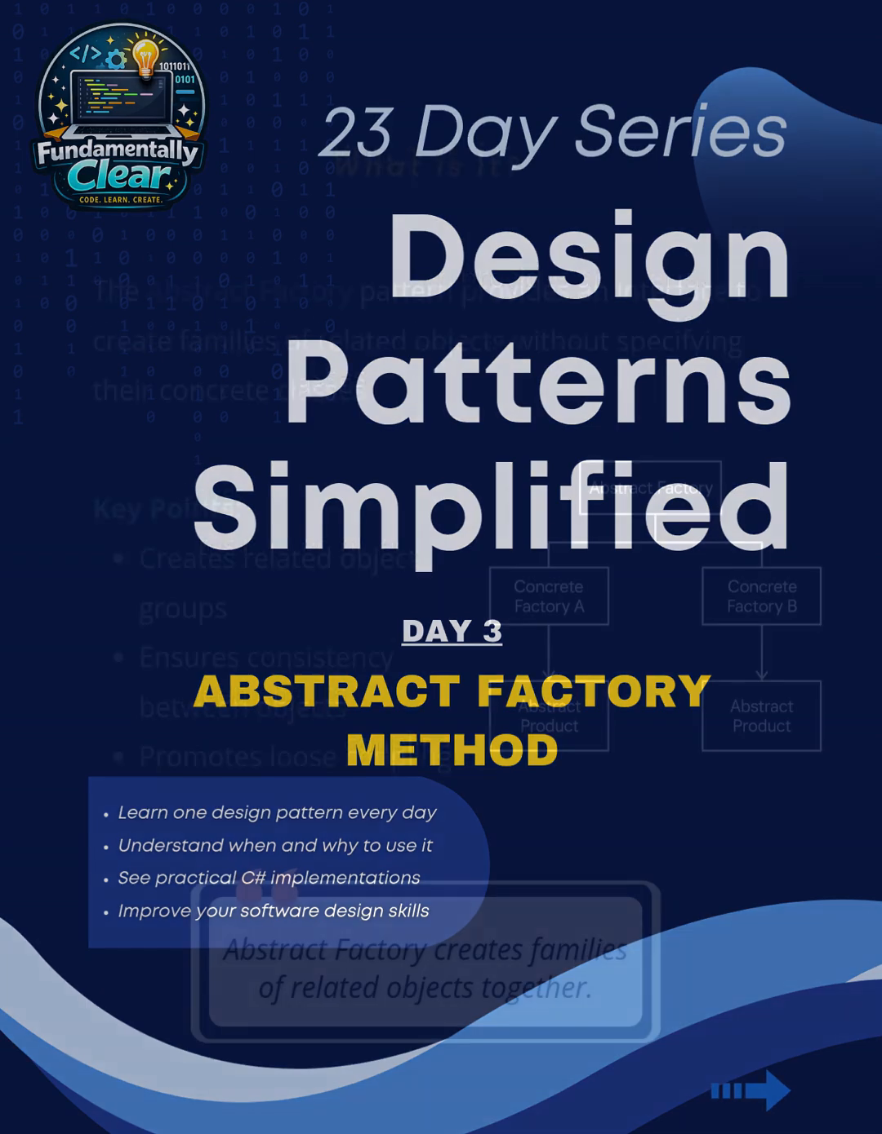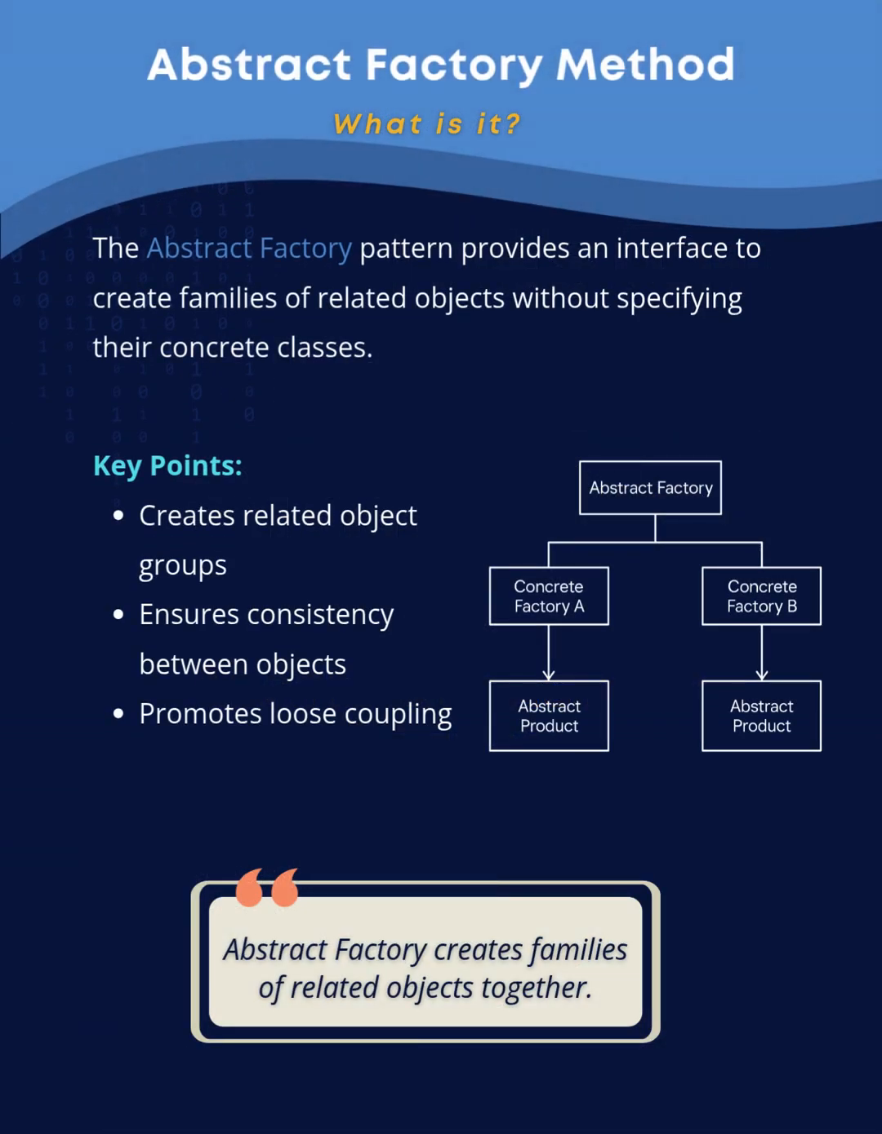The key ideas here are, it creates related object groups, it ensures consistency between those objects, and it promotes loose coupling in your system. That quote at the bottom says it perfectly. Abstract factory creates families of related objects together. Now you might be wondering, why can't I just create objects independently? Great question. In complex systems, we often deal with multiple related objects that must work together.